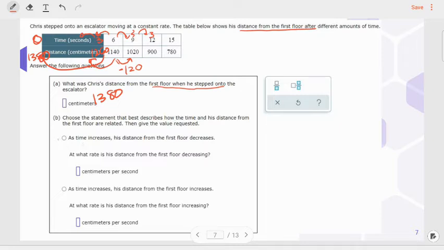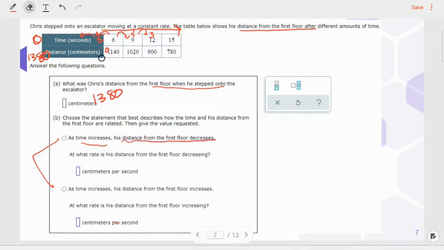Now there are two options, 1 or 2, and I'm only going to choose one of them, and then I can ignore everything else underneath the other problem. So it says, as time increases, looking this way on my table, going up 6, 9, 12, 15 seconds, that time is increasing. His distance from the first floor decreases.